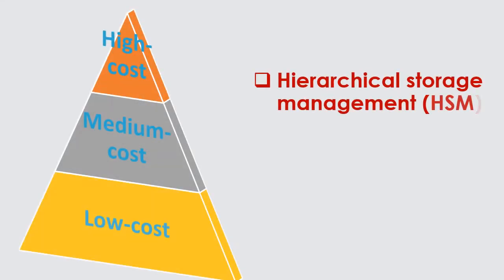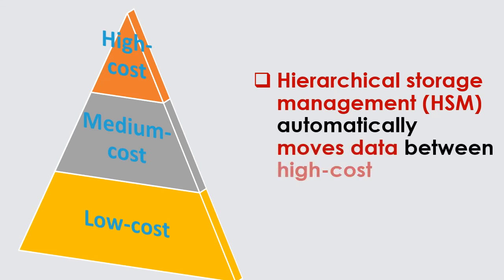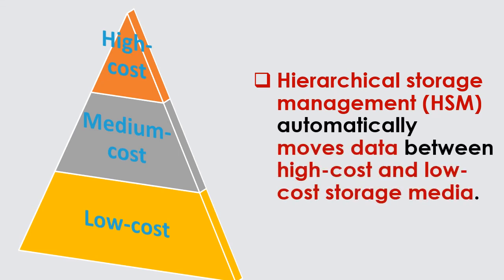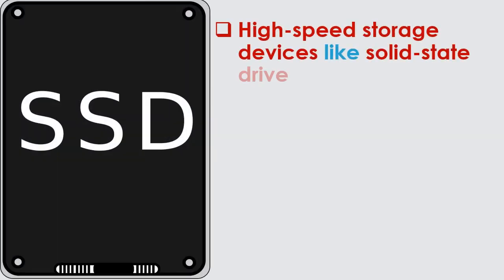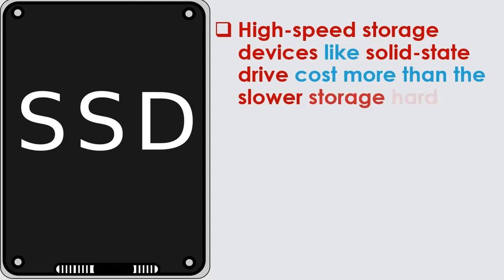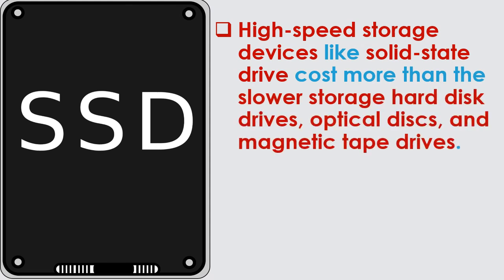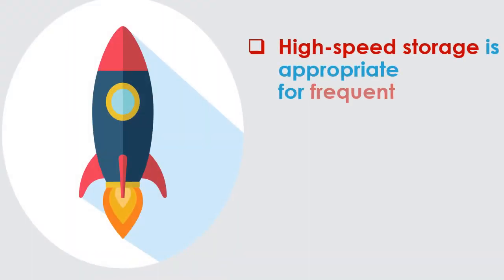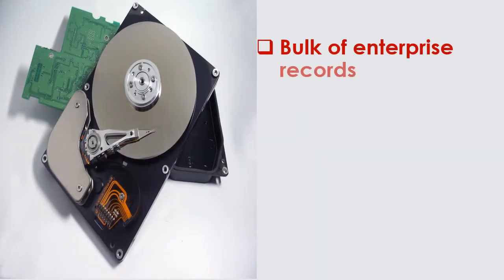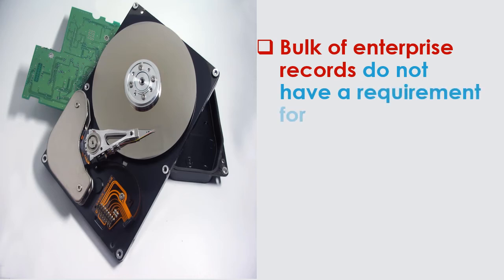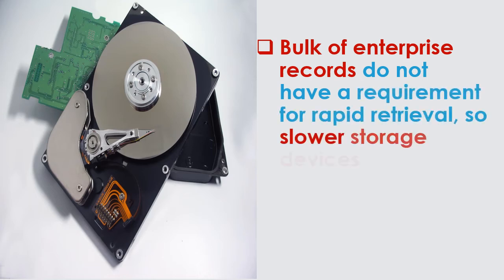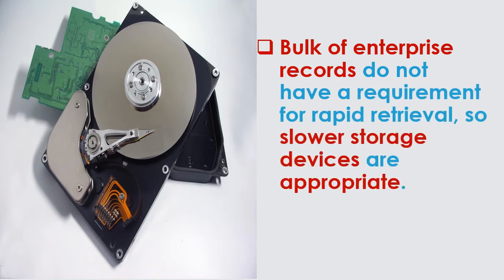Hierarchical storage management, HSM, automatically moves data between high-cost and low-cost storage media. High-speed storage devices like solid-state drives cost more than the slower storage of hard disk drives, optical disks, and magnetic tape drives. High-speed storage is appropriate for frequent retrieval of records. The bulk of enterprise records do not have a requirement for rapid retrieval, so slower storage devices are appropriate.